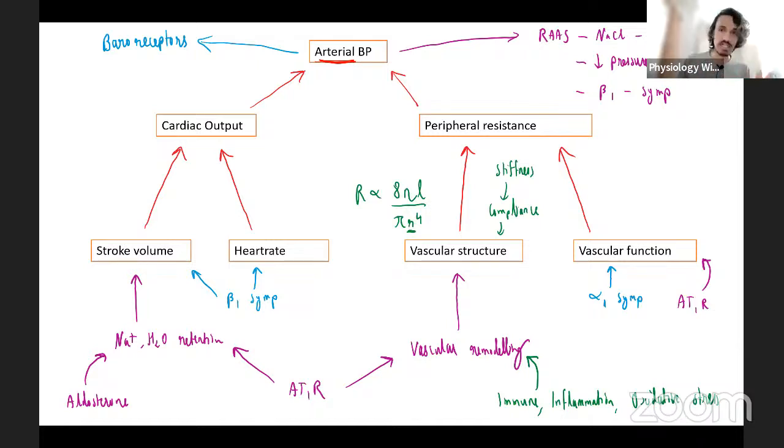So these are all determinants of BP regulation, and hence these are all the things that can be affected in order to produce hypertension. And these are again the same places where you can treat hypertension. Whenever you think of that question which was there, about hypotension, what are the regulatory measures that happen? These are the regulatory measures that happen. All of these measures that I just mentioned, with this diagram, you draw and explain, and you have the answer for that.